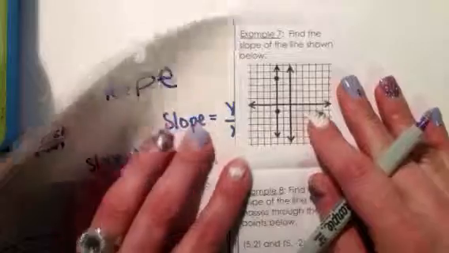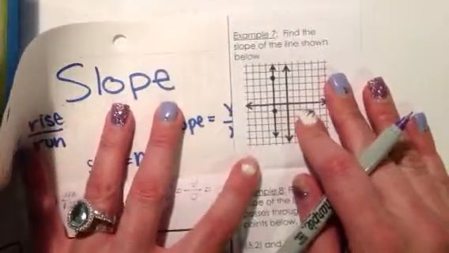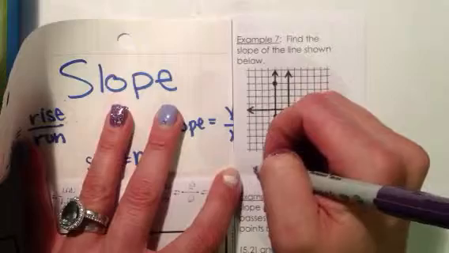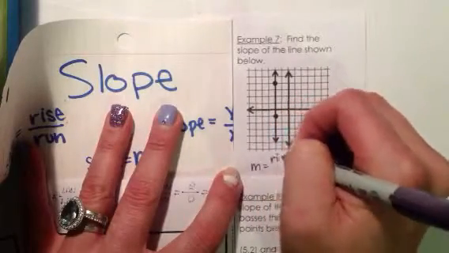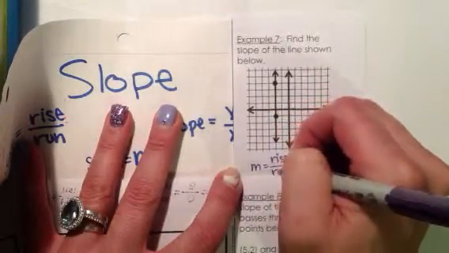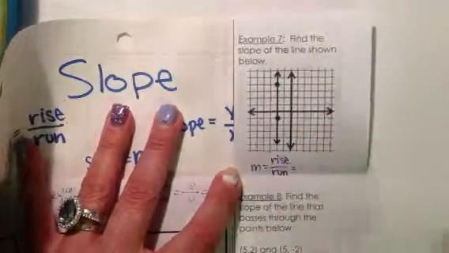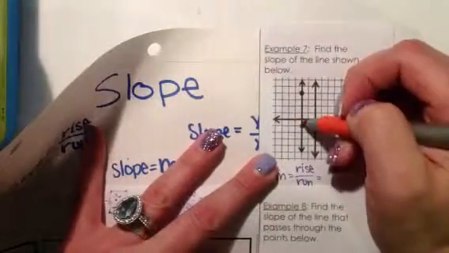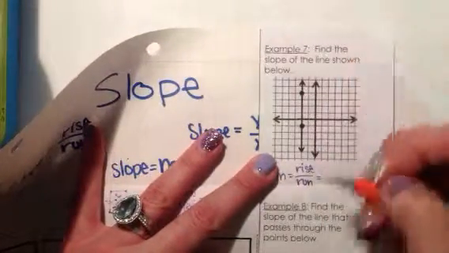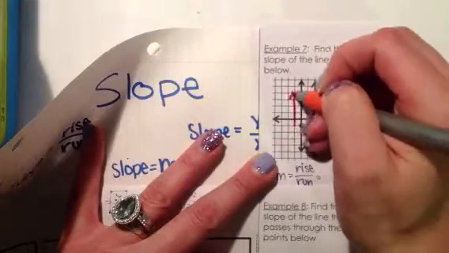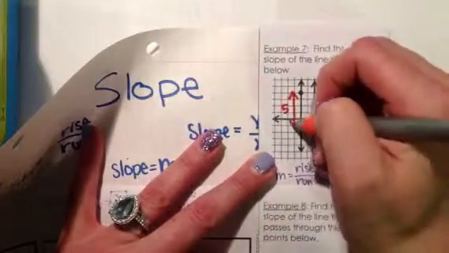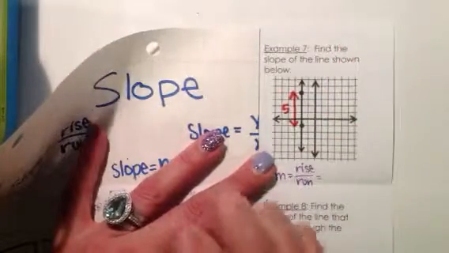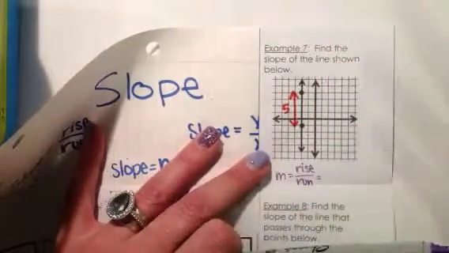The last case is no slope. So we're going to find the slope of the line shown below. Again, slope is rise over run. Well, if I look at this graph, to get from this point to this point, I have to go up 1, 2, 3, 4, 5. So I'm going to go up 5. Or I could say that I'm going from this point to this point, down 5. Either way, it doesn't matter. There's a rise of 5.